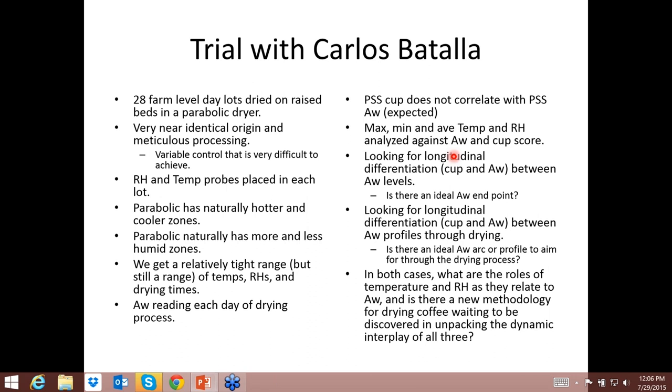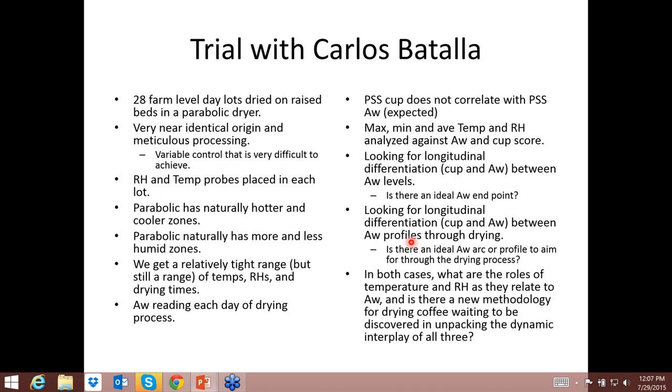So we have our pre-ships. With the pre-ship, basically the cup did not correlate with water activity. That's expected. That's what we've seen. High water activity, high cup score; low water activity, low cup score; low water activity, high cup score. No correlation. The first couple times we did these trials, we thought, oh, this is just a waste of time.